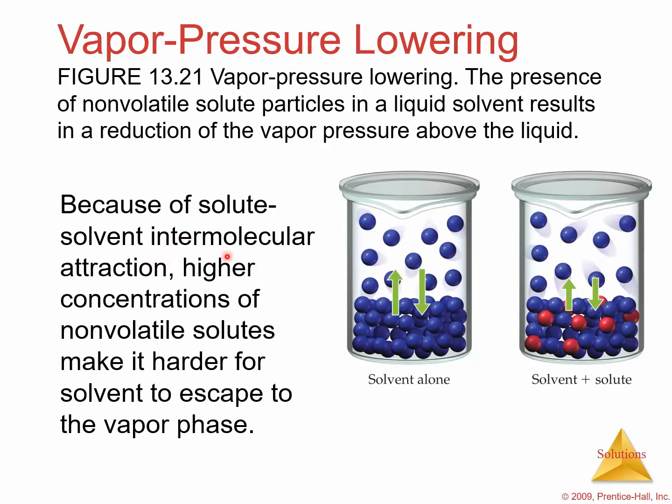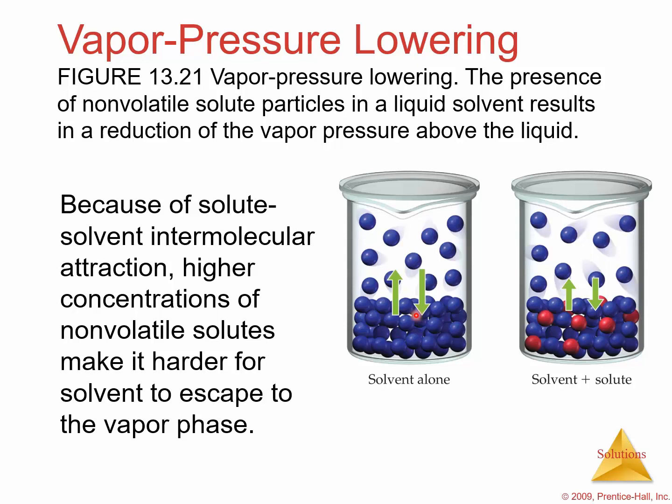Because of solute-solvent intermolecular attraction, higher concentrations of non-volatile solutes make it harder for solvent to escape to the vapor phase. Now this figure shows us vapor pressure lowering. The presence of non-volatile solute particles in a liquid solvent results in a reduction of the vapor pressure above the liquid. So, a substance that has no measurable vapor pressure is non-volatile, whereas one that exhibits a vapor pressure is volatile.